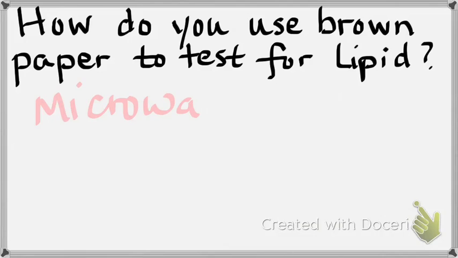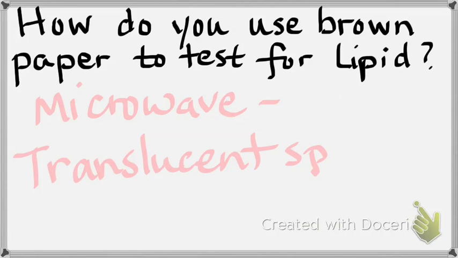And we put it in the microwave to evaporate the liquid. And then we took the piece of brown paper out and we looked at it. And what were we looking for? Yeah, we were looking for a translucent spot. If we see a translucent spot, that was positive for lipid. If you couldn't see the light through it, no translucent spot, that was negative for lipid. Okay, that was all from page 40.